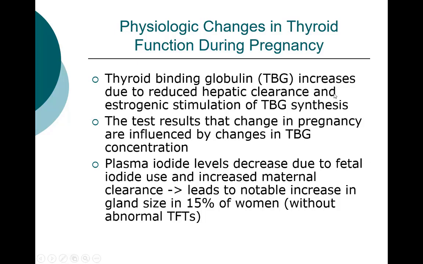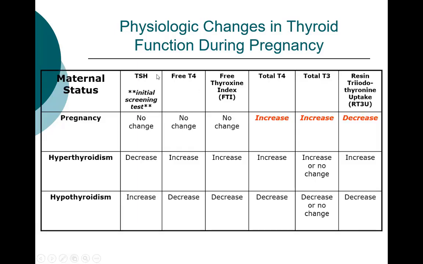What are the physiological changes in thyroid function during pregnancy? Thyroid binding globulin, TBG, increases due to reduced hepatic clearance and estrogenic stimulation of TBG synthesis. The test results in pregnancy are influenced by the changes in TBG concentration. Plasma iodine level decreases due to fetal iodine use and increased maternal clearance. This leads to a notable increase in gland size in 15% of women without abnormal thyroid function tests, in order to concentrate the iodine. These are the physiological changes in thyroid function during pregnancy.